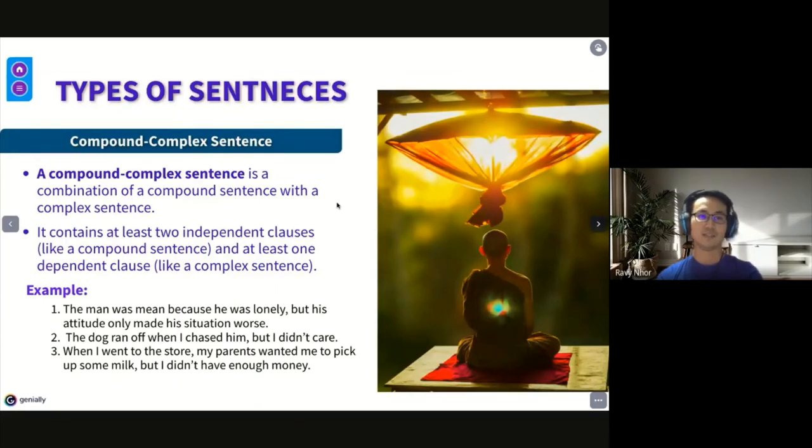You can look at the example below in order to understand more. The man was mean because he was lonely, but his attitude only made his situation worse. First look at the independent clauses: two independent clauses, like a compound sentence, and one dependent clause, like a complex sentence.